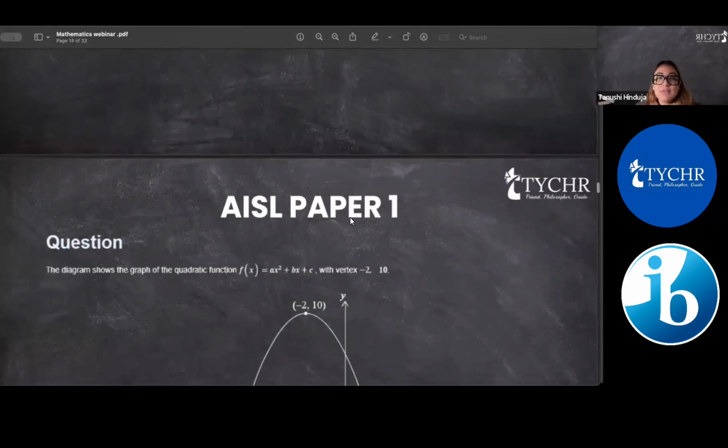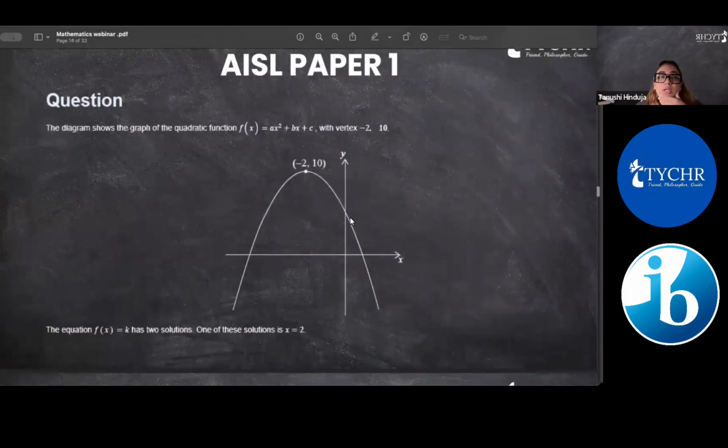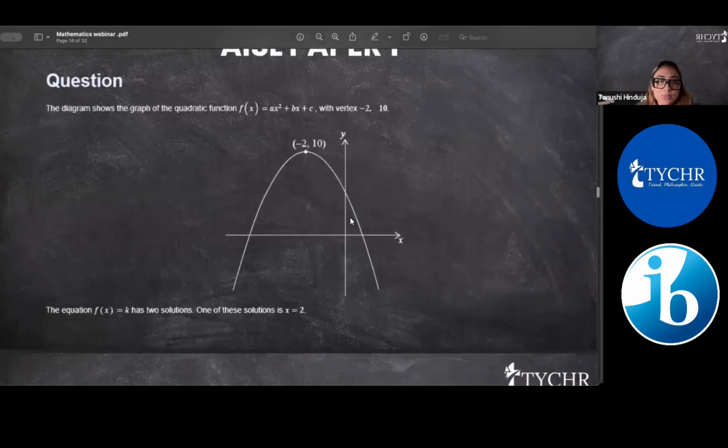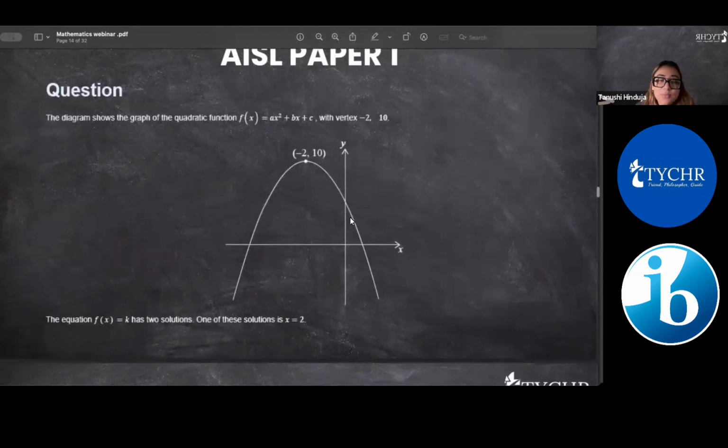Okay. Next, we have AISL paper 1. So this question is also based on quadratics. They've given a quadratic function and they've given the vertex to us. They say that the equation f(x) equals k has two solutions. One of these solutions is x equals 2.